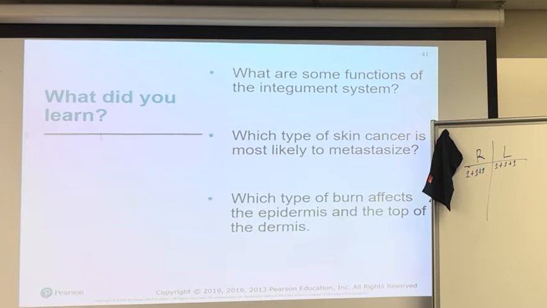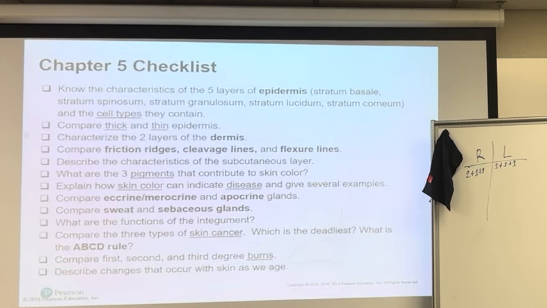Okay. So which type of skin cancer is most likely to metastasize? Melanoma. Which type of burn affects the epidermis and the top of the dermis? That is your second degree burn. Second degree burn, which causes the blisters too, right? That's all about chapter 5.